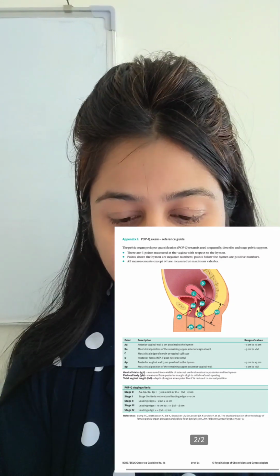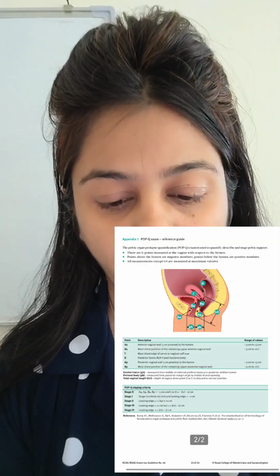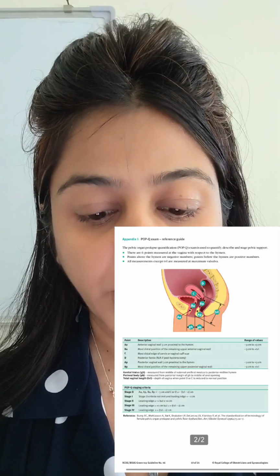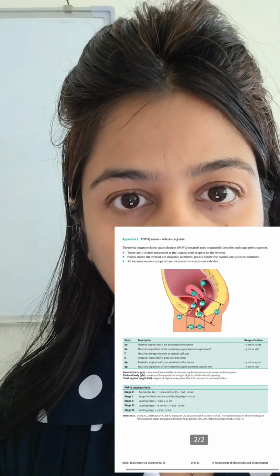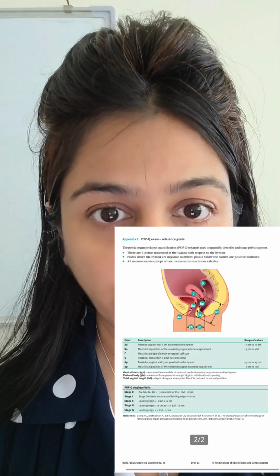Hello, this is Dr. Zehra, and today we will learn about this image of pelvic organ prolapse, different measurements, and this is always difficult to understand. I will try to make it simple for you.